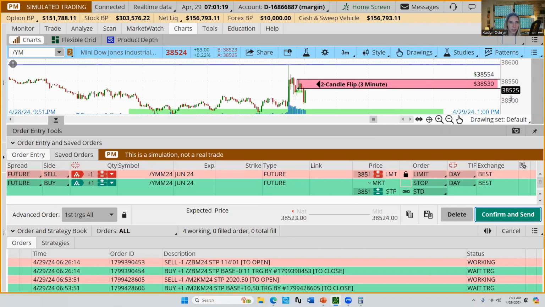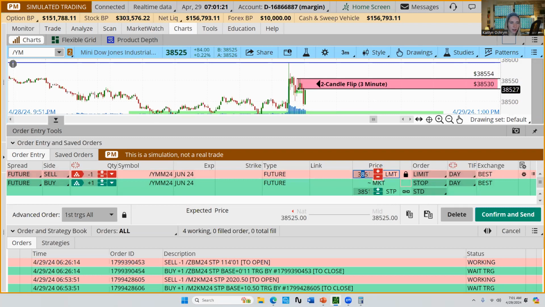So sell custom with stop 38,530. Buy stop 38,554.